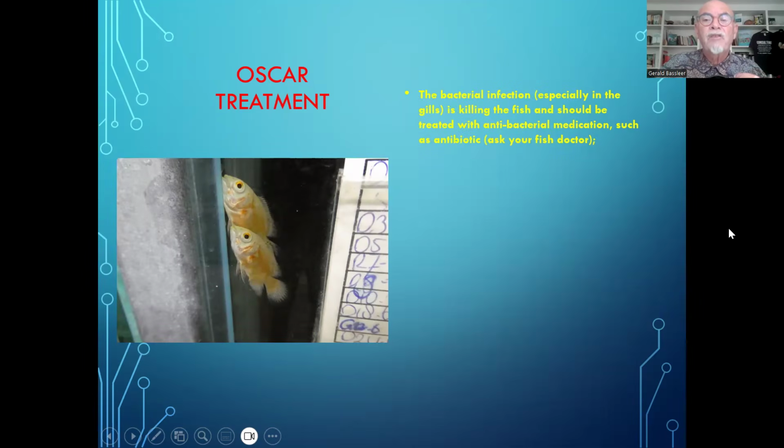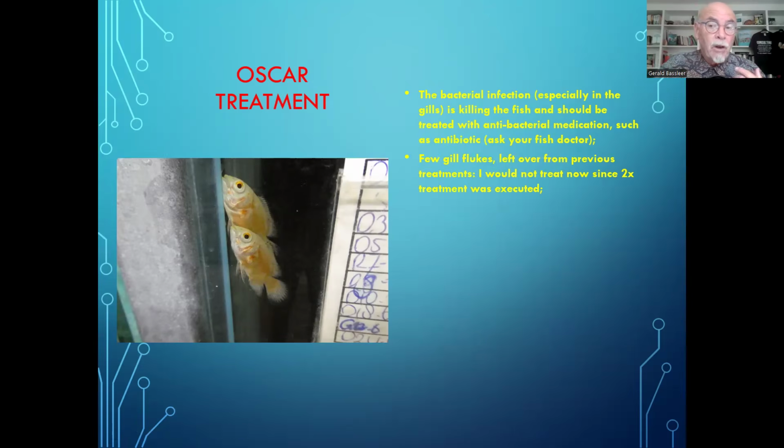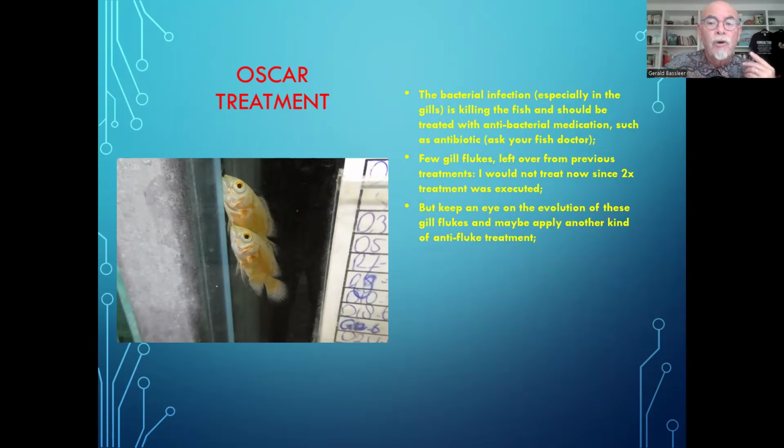The bacterial infection, especially in the gills, is killing the fish. And that should be treated as soon as possible with an antibacterial medication, like an antibiotic or others. Ask your fish doctor for advice or read my books. The few gill flukes are a leftover from previous treatments, and I would not treat now, since there were already two treatments executed. But the gills were affected by bacteria and the internal organs.